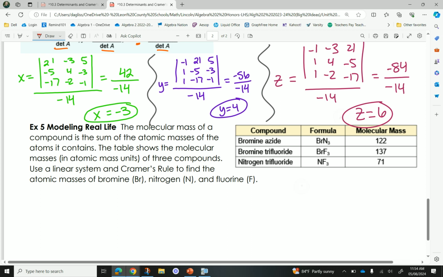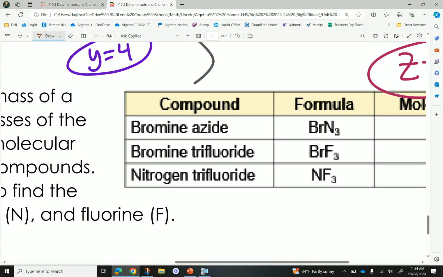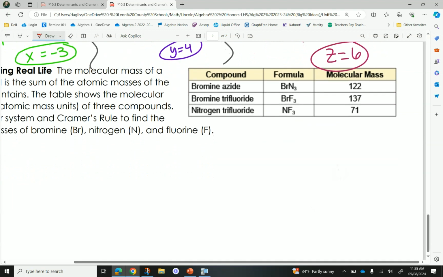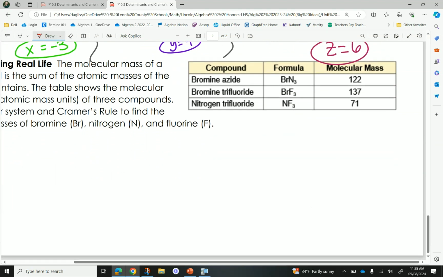So, they have given me pieces of their formula, right? We either have Br for bromine, N for nitrogen, or an F for fluorine, and the little numbers tell us how many of those atoms we have. Those are your coefficients. So my first compound: do we agree it has 1 bromine, 3 nitrogens, and 0 fluorines, and it equals 122?